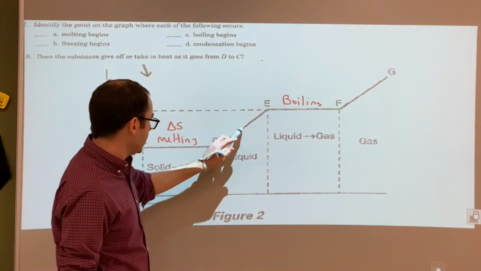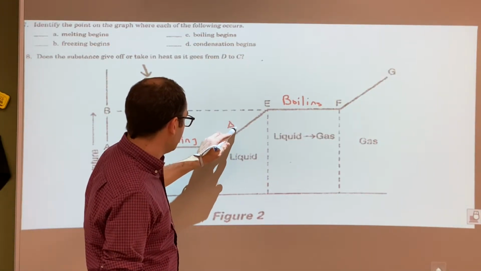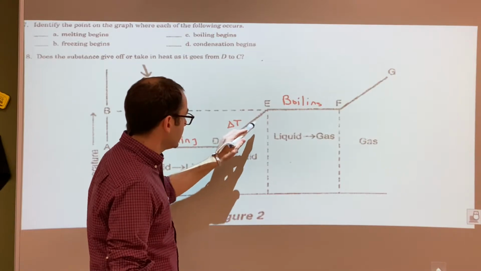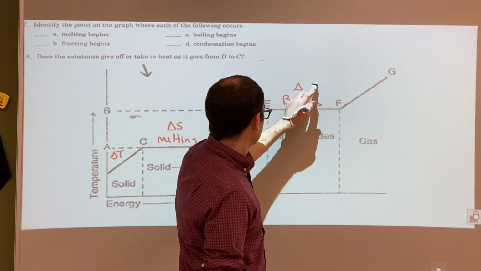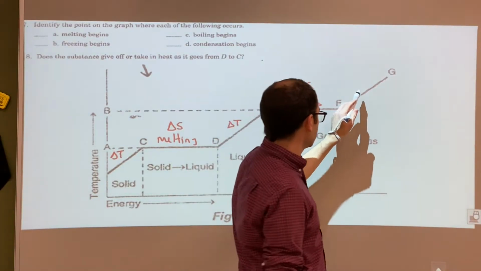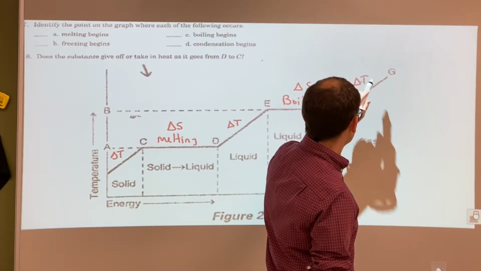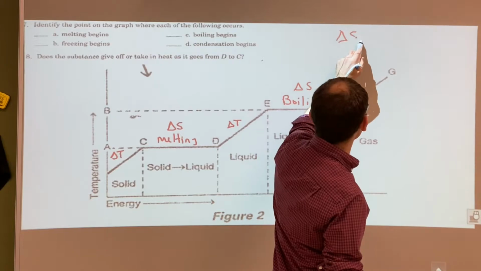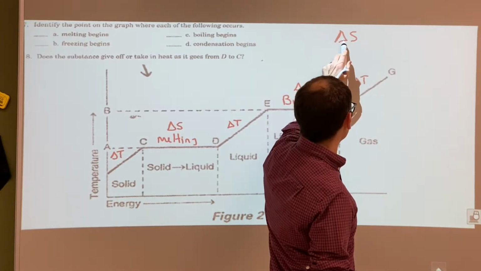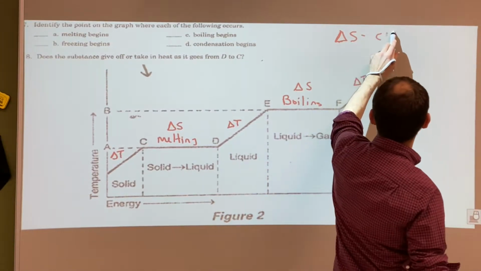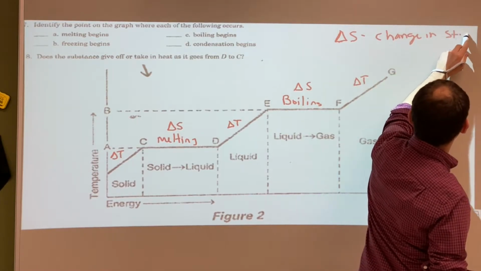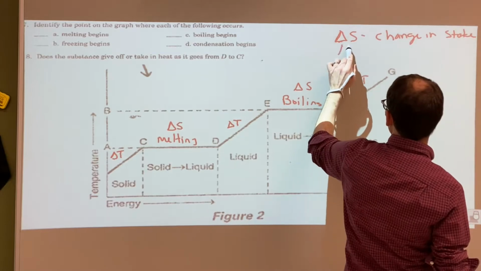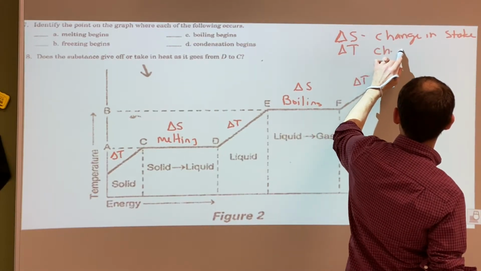And then this liquid, this would be a change in what? Yep, temperature. Boiling, it's going from liquid to gas, so that's a change in state, good. And then the last one is a change in temperature, yeah. So delta S, what did the triangle mean? Change. Yeah, good, so that's change in state. And then delta T is a change in temperature.